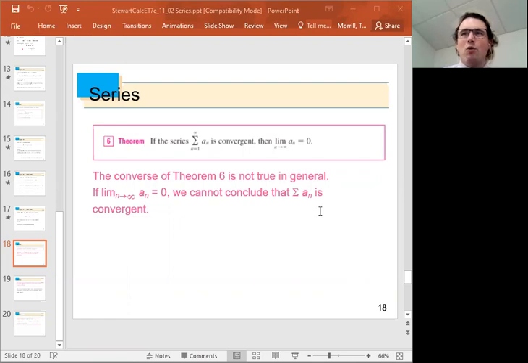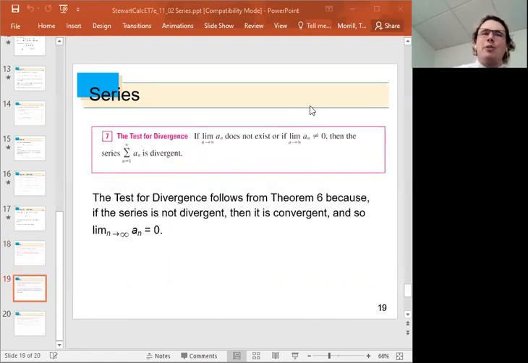Now this is only a one-way inference. As we just saw with the harmonic series, the limit of the individual summands in the harmonic series goes to 0, but that doesn't stop the harmonic series from diverging. This right here is just an observation for series which we already know converge. So if I have a series whose summands don't tend to 0, then I automatically know that that series diverges.